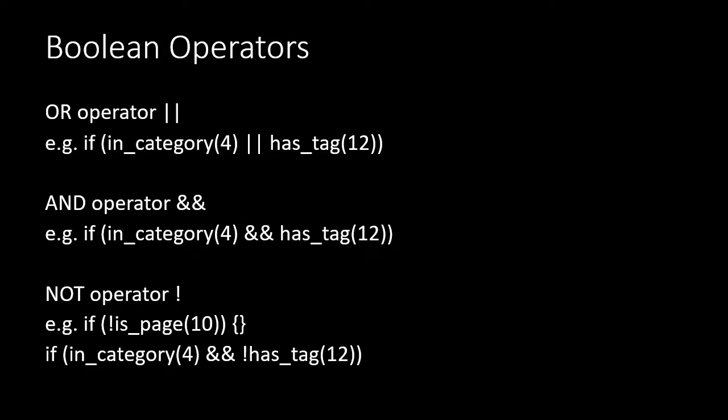And then the one we've seen already, the not operator. The simple example, if not is page 10, in other words, if this is not page 10, do this. A more complex example would be to use the not operator together with the other Booleans, and we could say if in category 4 and not has tag 12. I'll leave you to work out what that means. So with all of this information, let's get on and create a custom template.